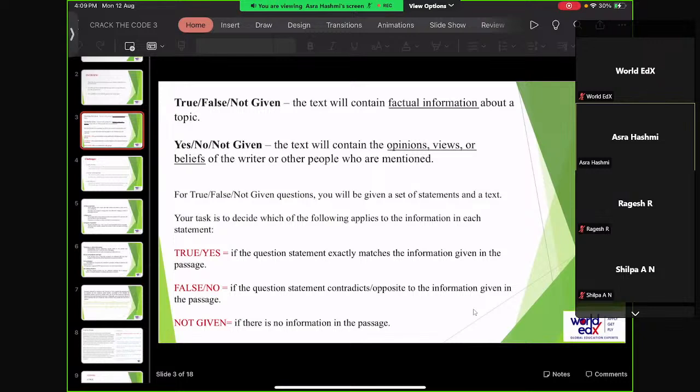And when there is no mention of that particular aspect in the passage, and there is no possibility that you would know whether the information is true or false, in these cases, the information is not given. So these are the three types of questions that you may get in the true, false, and not given type. And you need to know exactly what true means, what false means, and what not given means. Clear?